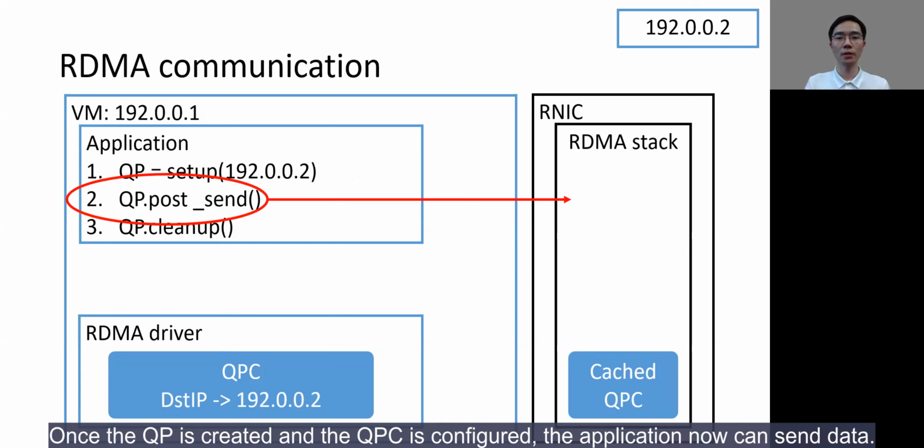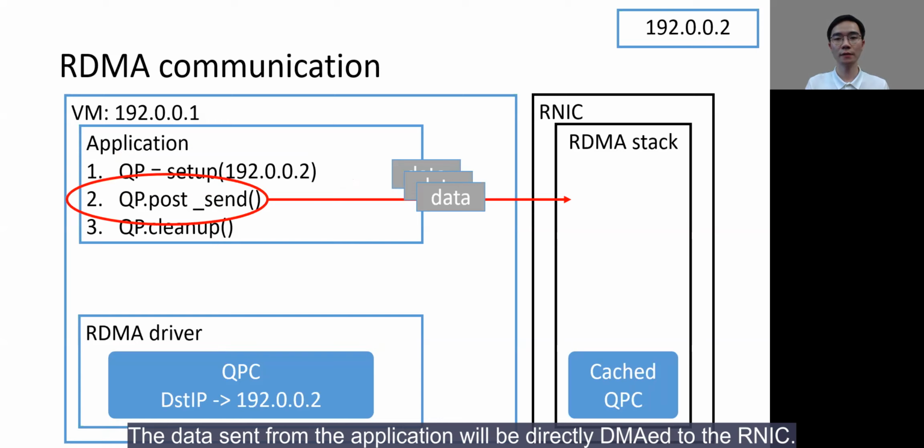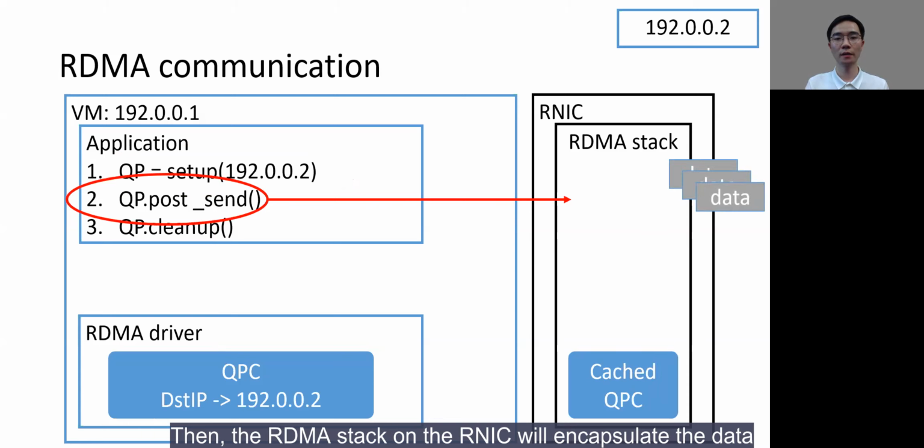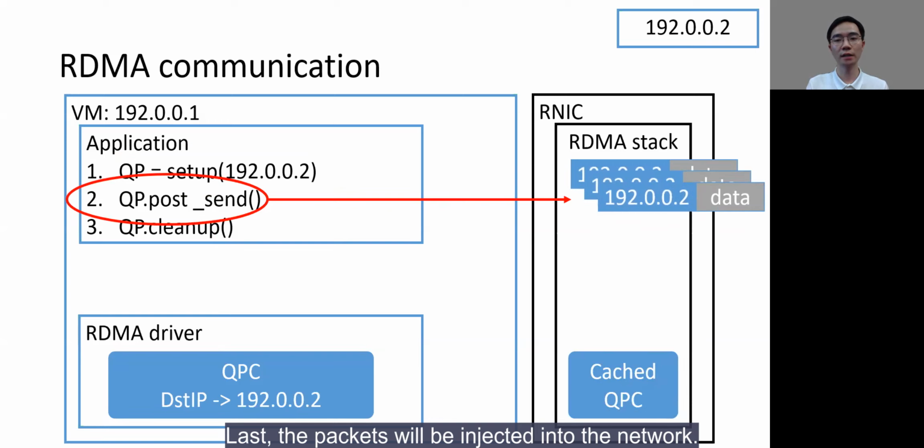Once the QP is created and the QPC is configured, the application can now send data. The data sent from the application will directly DMA to the RNIC. Then the RDMA stack on the RNIC will encapsulate the data with the destination IP address configured in the QPC. Last, the packets will be injected into the network.